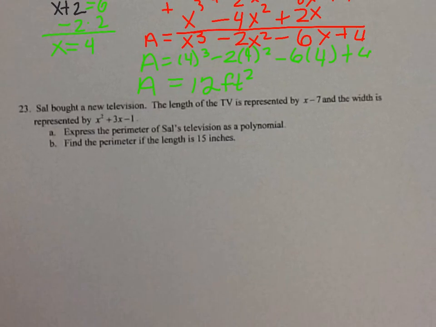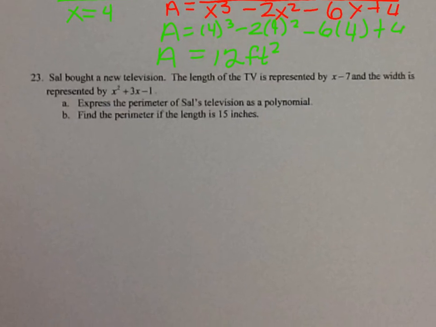Okay, number 23. Sal bought a new television. The length of the television is represented by x minus 7, and the width is x squared plus 3x minus 1. Express the perimeter of Sal's television as a polynomial. Find the perimeter if the length is 15 inches.